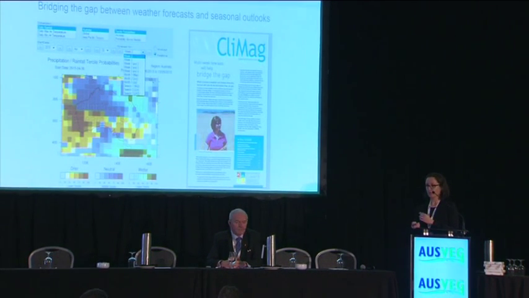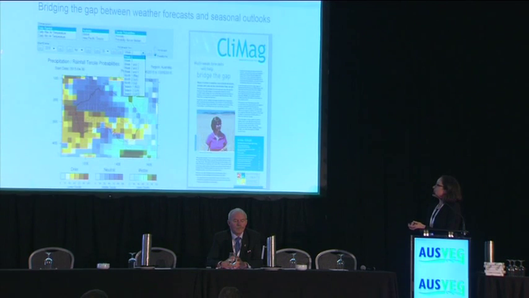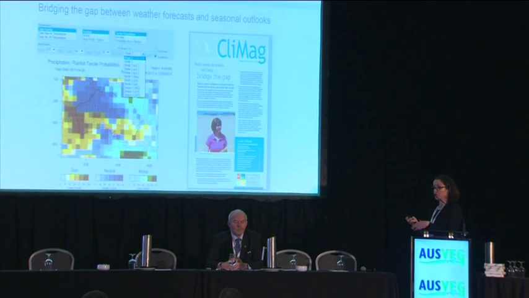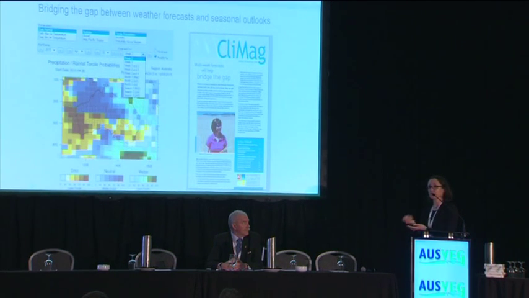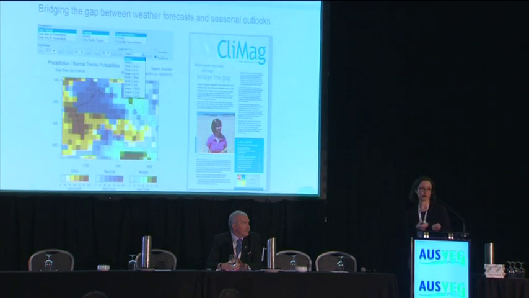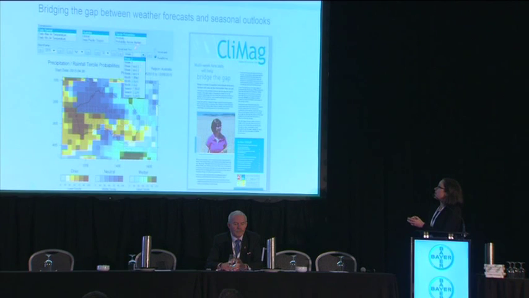This is just an example of one. It's showing the probability that week two, so the week beyond the weather forecast, is going to be wetter, neutral, or drier than normal. But you can see from this drop-down menu that we're not looking just at week two. We're looking at what's going to happen the week after that, or in the month, and then out seasons into the future.